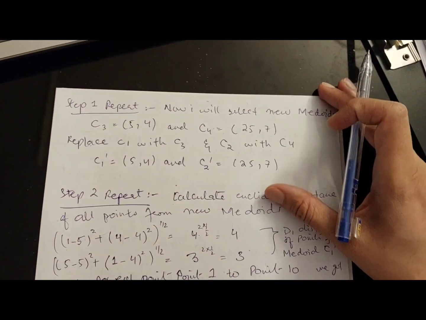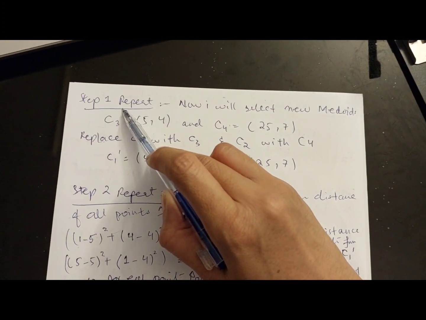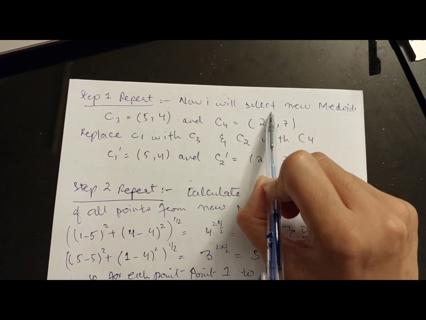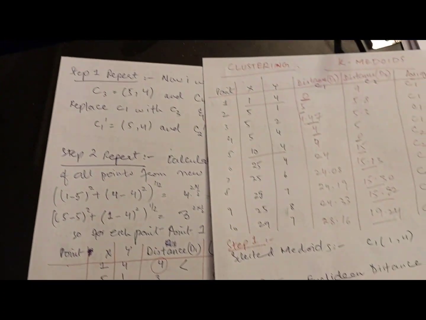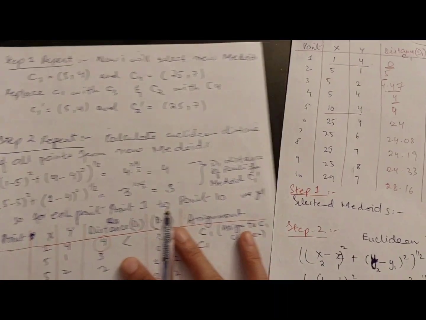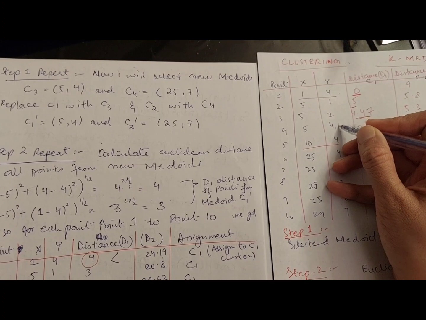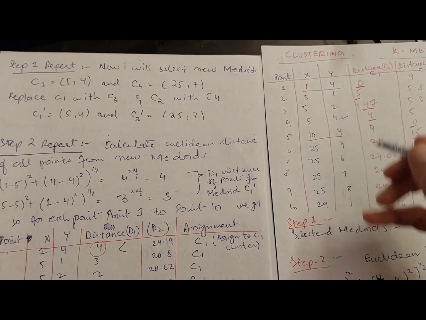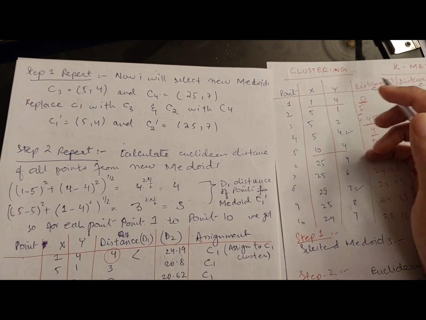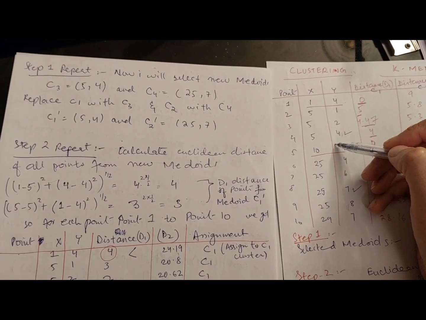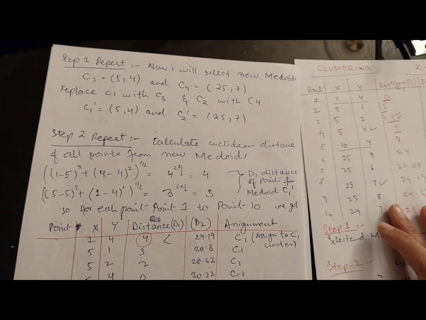Now we will repeat step number 1, which means that we will select new medoids. Out of this table, we are selecting our new medoids as 5 4 and 25 7. There is no rule, it is just done randomly. Previously we took this point and this point as the medoid, now we are taking this point and this point as the medoid.